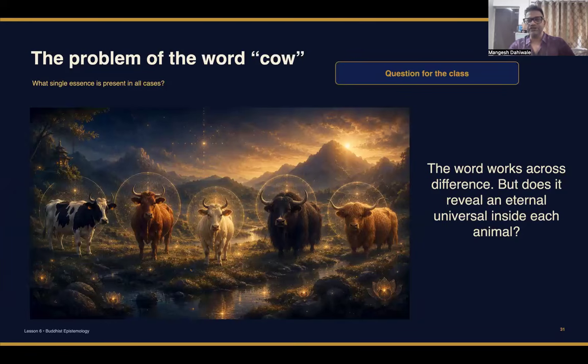So let's look at this very interesting example, the problem of the cow. What single essence is present in all cases? If we look at these various images of cows, what is the single essence that is present in all the cases? So what is the cowness of it? There are cows of different colors. Some of them are hairy, some of them are thin. So what single essence is present in all the cases?